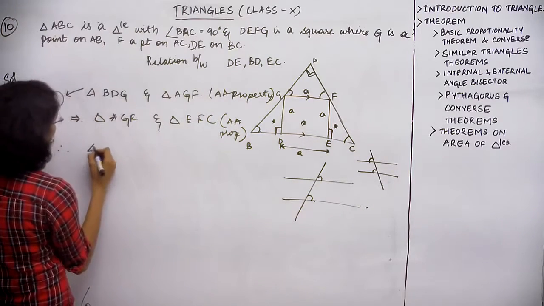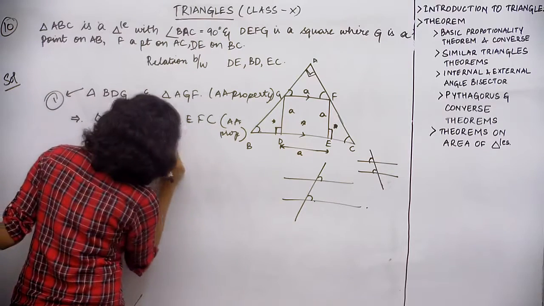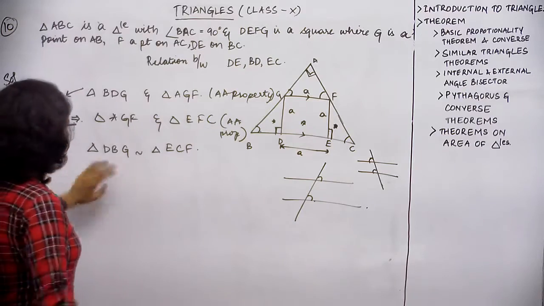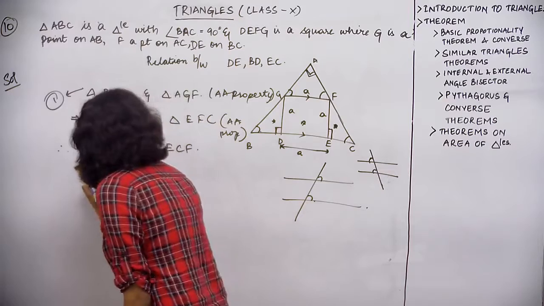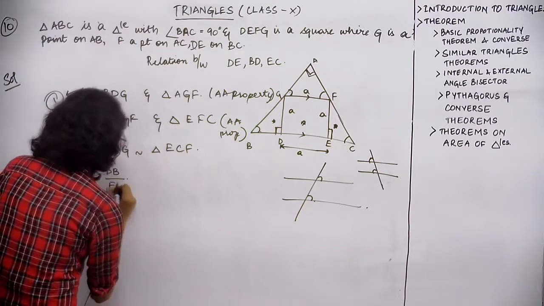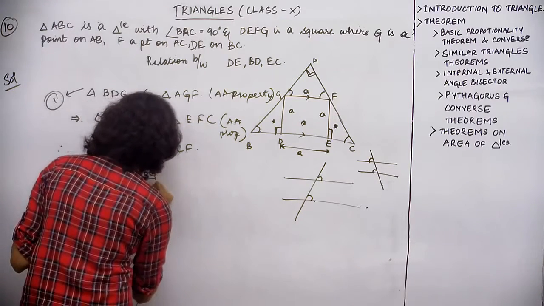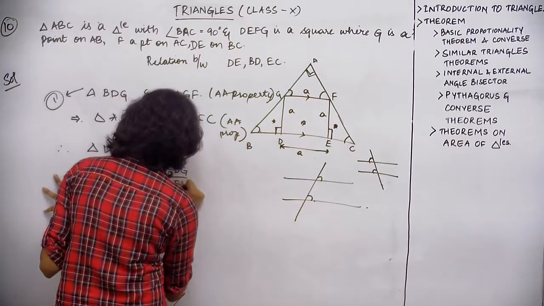Therefore triangle DBG is similar to triangle ECF. Okay? So we have two triangles again similar. So what can we write? By side proportionality, DB by EC is equal to BG by CF is equal to DG by EF. Right?